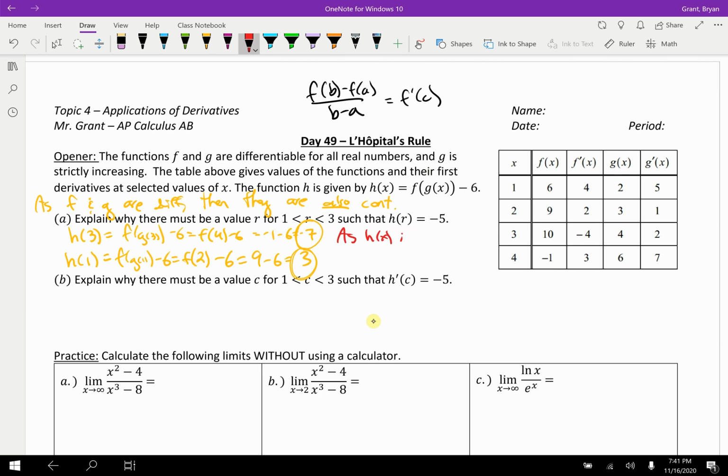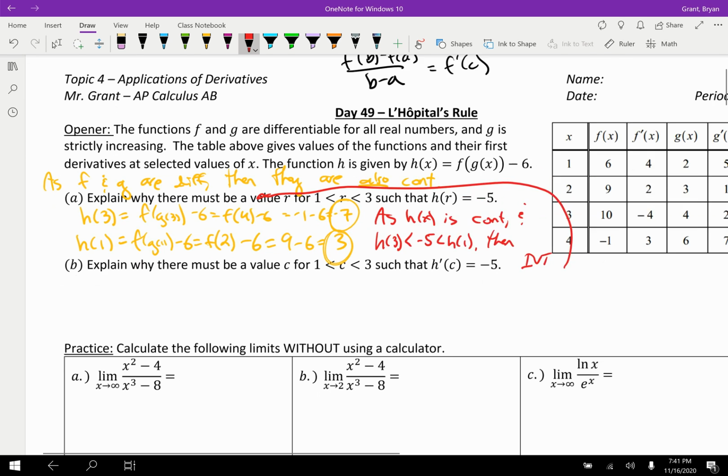As h of x is continuous, we're going to show that this value is between these values. I don't like holding negative 7 and 3 kind of on their own. I much prefer those inputs like so. h of 3 is the smallest, then negative 5, then h of 1, then the IVT does all of this stuff. It explains why there must be a value r. Cool. Part B: explain why there must be a value c such that 1 is less than c less than 3 such that h prime of c equals negative 5.